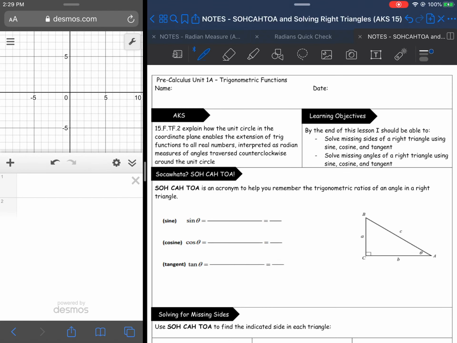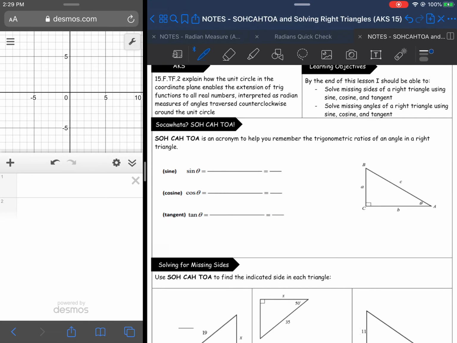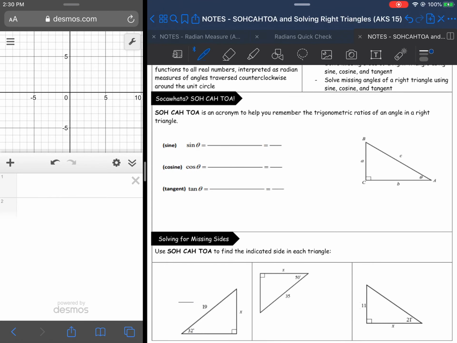In today's video, we're going to be exploring solving right triangles using trigonometric functions. By the end of this video lesson, you should be able to solve missing sides of a right triangle using sine, cosine, and tangent, and solve missing angles of a right triangle using sine, cosine, and tangent. Let's get started. So first we're going to talk about Sohcahtoa.